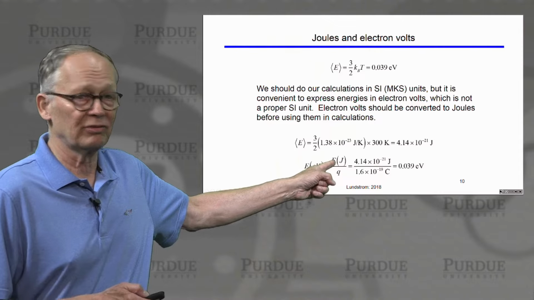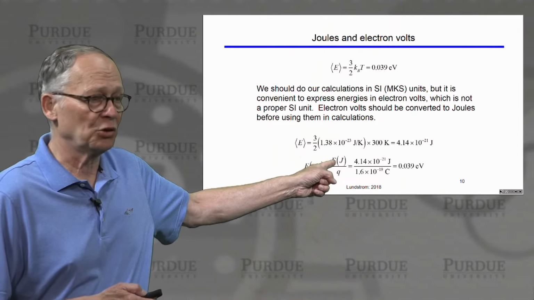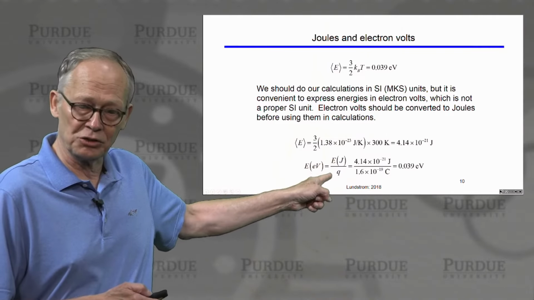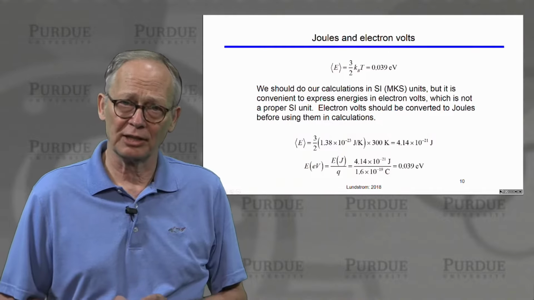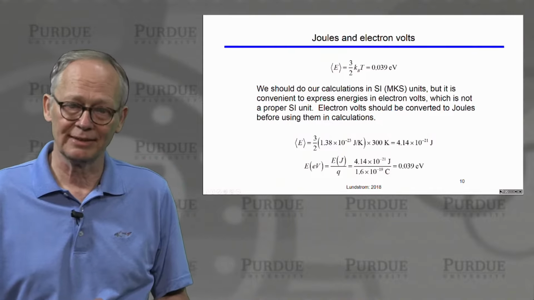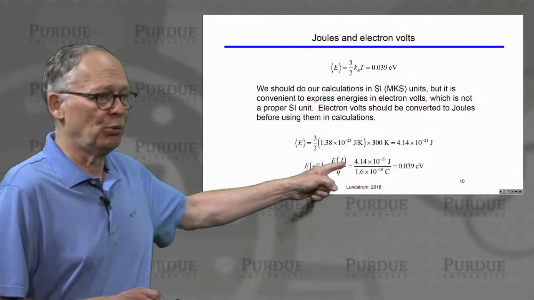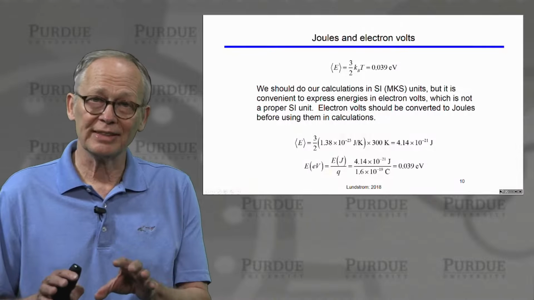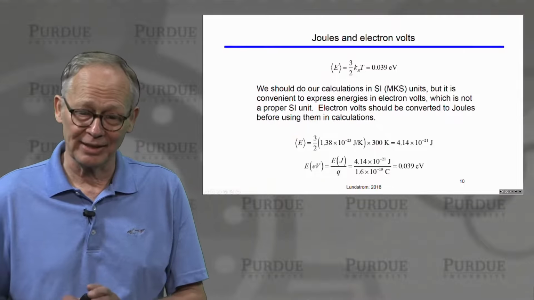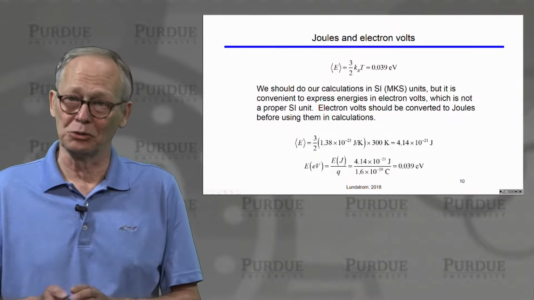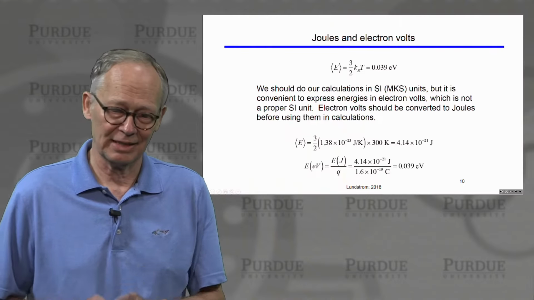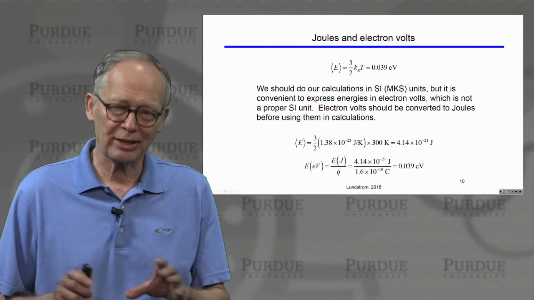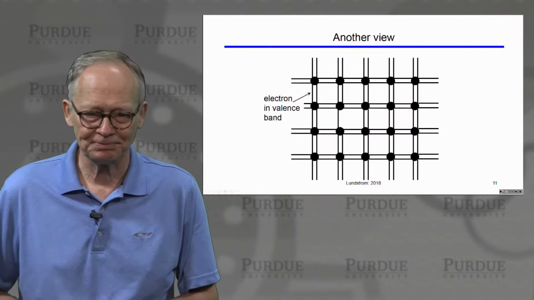You'll remember from probably physics or chemistry that the way we convert an energy in joules to electron volts is we take the energy in joules, we divide it by the charge on an electron, 1.6 times 10 to the minus 19th, and we get 0.039 electron volts. Now, if I'm going to use this energy in a formula and compute something, I need to convert back into joules and insert that into the formula. Electron volt is not a legitimate SI unit. So be careful about that when you're working homework problems.